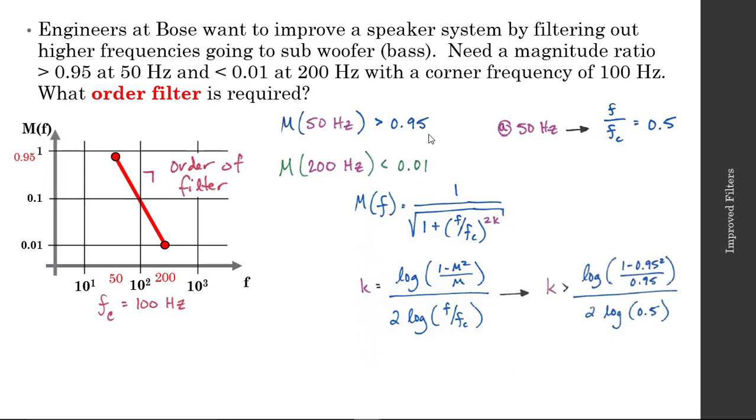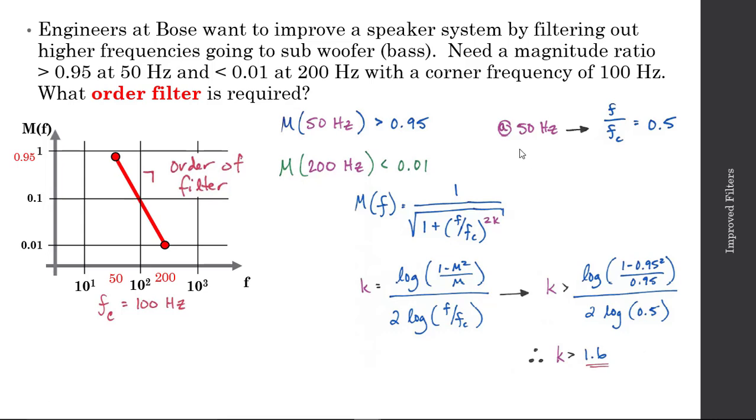So k must be greater than the log of 1 minus 0.95 squared divided by 0.95, all over 2 times the log of 0.5. So this requirement then for the magnitude ratio greater than 0.95 at 50 hertz is telling me that I need a filter of greater than 1.6 in terms of the order of the filter. So based on this requirement, it's telling me k must be greater than 1.6. Now, of course, we need whole numbers here. So this is telling me that I need at least a second order filter. Higher order filters will suffice for this particular requirement, but at a minimum, I need a second order filter.